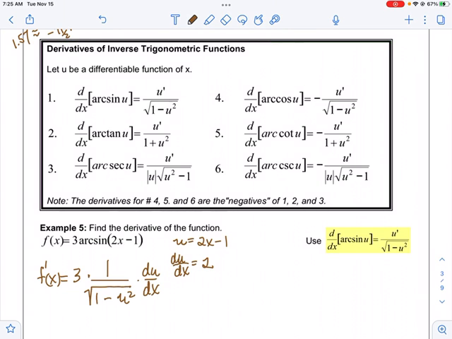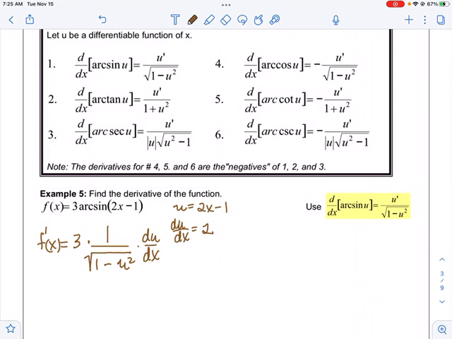So there's your rule. Or u prime, so I usually use du dx. It's the same thing, just so you know that. If you look up here, I have u prime in the numerator. Either one makes no difference, du dx or u prime. So f prime of x is equal to 3 times du dx or u prime. I'm going to put it in the numerator.